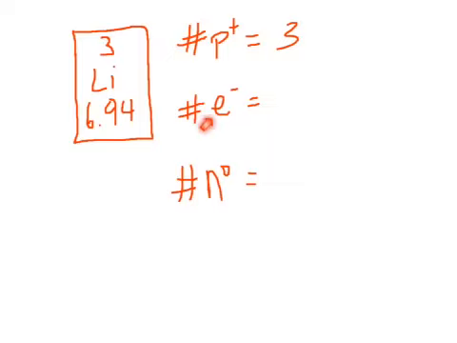And we said that the number of electrons was equal to the number of protons. So again, I have 3 electrons. And finally, the number of neutrons was equal to the mass number rounded, so this will round to 7, minus the protons. And if I do 7 minus 3, this will equal 4 neutrons.